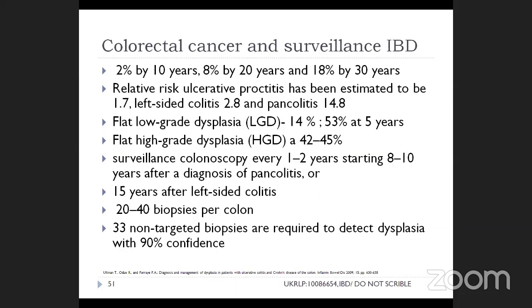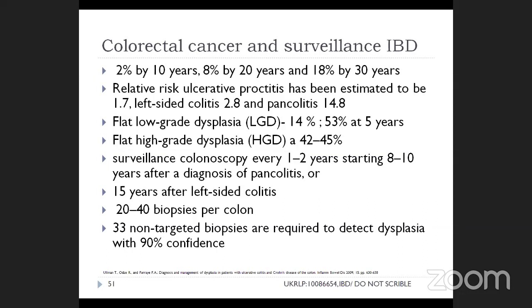The relative risk of colorectal cancer in ulcerative proctitis is estimated to be 1.7 for the rectum, and if the patient has ulcerative colitis on the left side of the colon, it is 2.8. With pancolitis, there is an increased risk of colorectal malignancy. So that's the reason surveillance colonoscopy is more important when there is pancolitis.